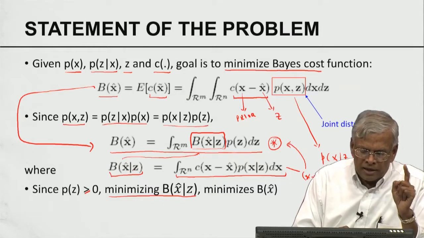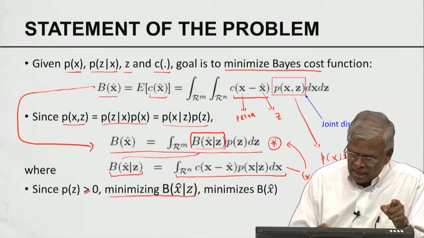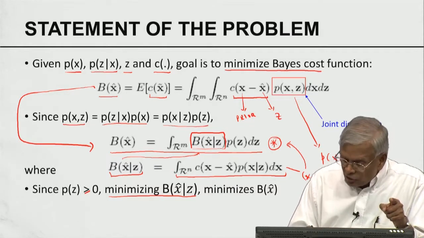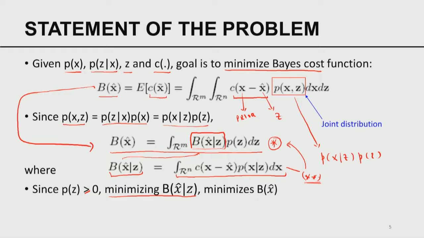Given z, I am going to create an estimate x hat. Given x hat, I am going to have an error. Given the error, I'm going to have a Bayes cost function conditioned on the given observation, which is given by double star. If I make double star the minimum, that automatically minimizes the Bayes cost function B x hat, because P of z is greater than or equal to 0. Therefore, without loss of generality, we could minimize the conditional Bayes cost, and that is one of the important conclusions that comes out of this analysis.